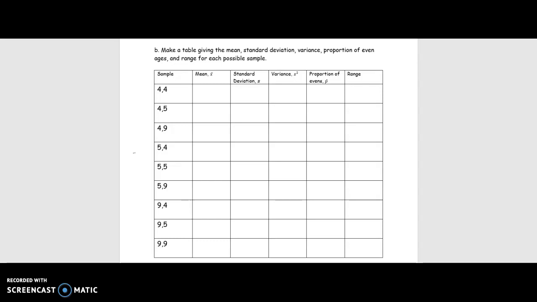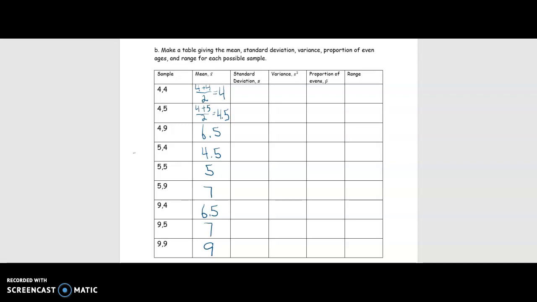To find the mean for each sample, we're going to take each of the values in the sample, add them up, and divide by 2. The first one we have is 4. The mean of 4 and 5 would be 4 plus 5 over 2, giving me 4.5. Go ahead and find all of the sample means. The sample means are as follows, going down the column: 4, 4.5, 6.5, 4.5, 5, 7, 6.5, 7, and 9. Note that some of them repeat.